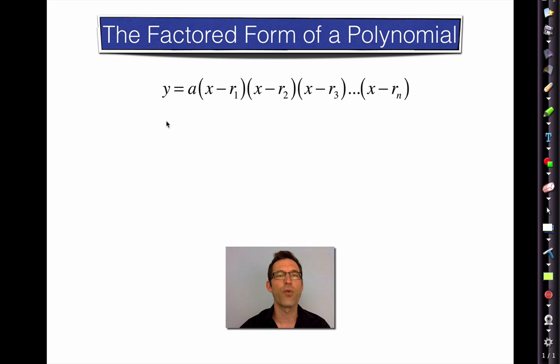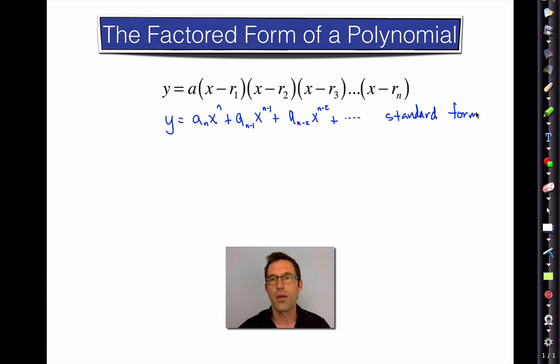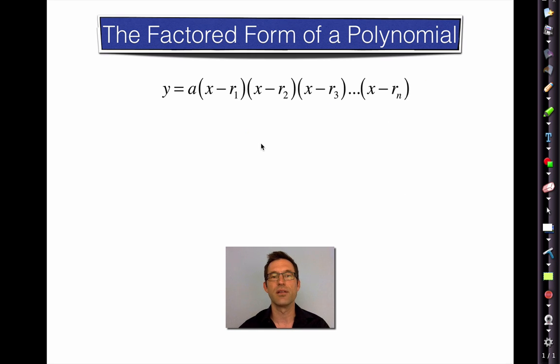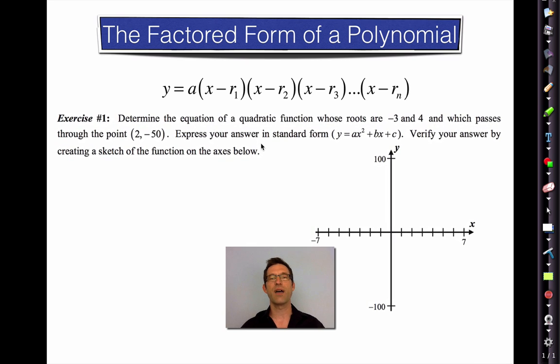And remember, standard form is when we have things that look more like this: a n x to the n plus a n minus 1 x to the n minus 1 plus a n minus 2 x to the n minus 2 plus and so on. This is the standard form, and this is the factored form. So let's see how this all plays out really quickly. I'm going to delete that, keep that factored form up, and let's start with a quadratic.